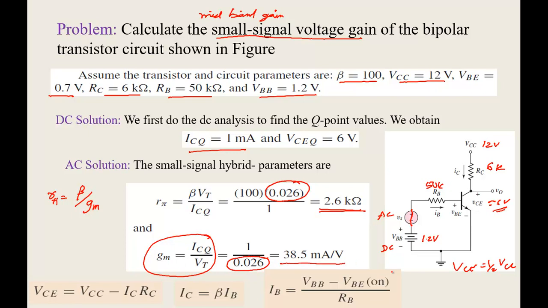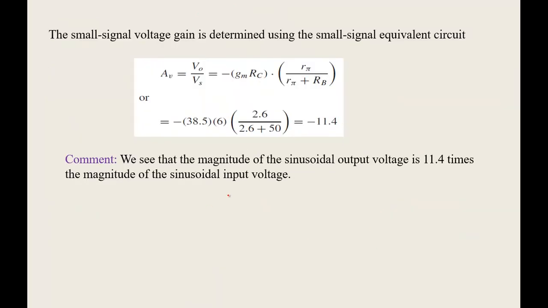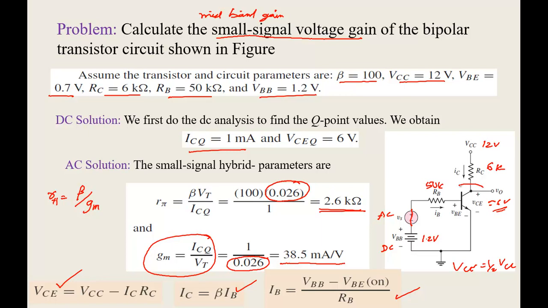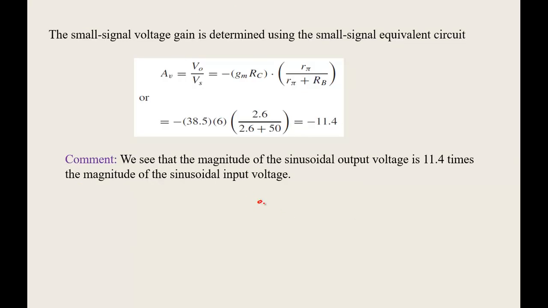Now if you apply KVL to the inside loop, you will have the IB equation like this. IC you can find out like this, and KVL at the output loop you will get this one. Now let us draw the small signal model and find out the mid-band voltage gain. The small signal model is basically for the transistor. Let us draw the transistor first. Emitter is grounded, so I will have R pi between base and emitter.